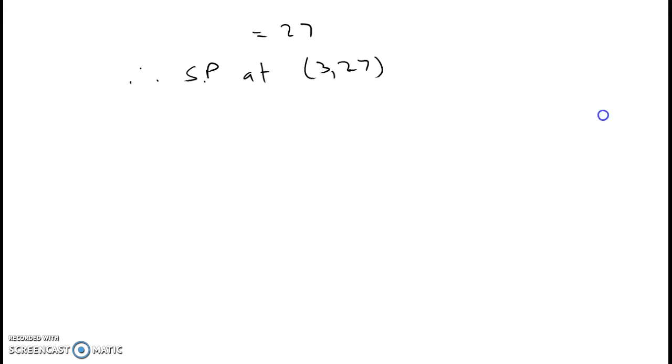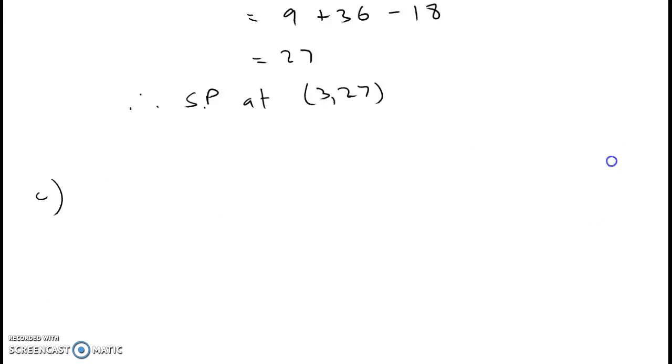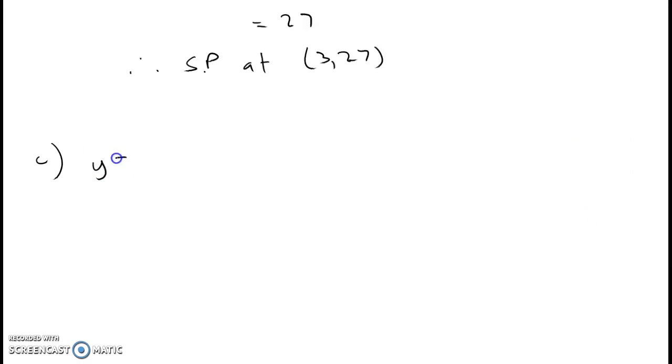Alrighty, let's have a look at part C. As I said, all these questions are the same process, so we'll just have a look at A and C, and you can have a go at B in your own time. So part C, we've got the graph y equals 4 plus 3x minus x cubed.